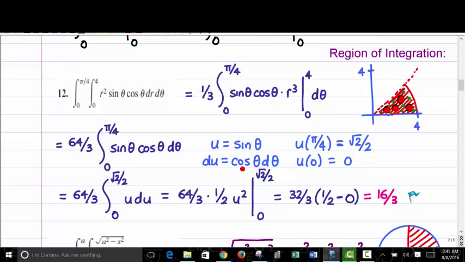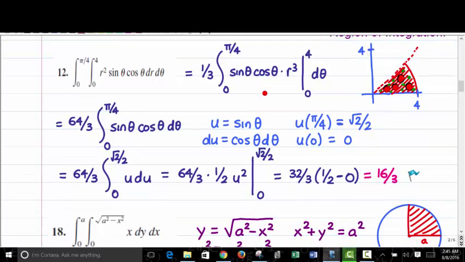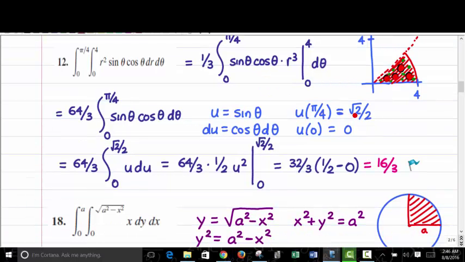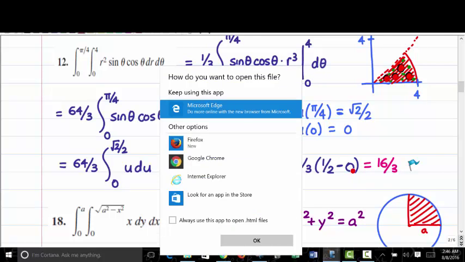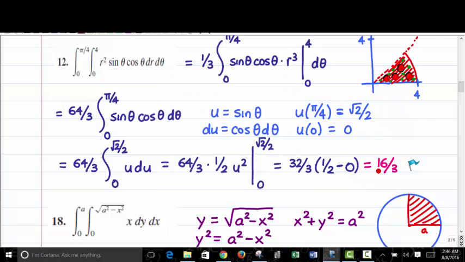So let u be sine of theta, then du is cosine, perfect fit then. No adjustments to bring outside the integral. I change the limits of integration: pi over 4 will make it square root of 2 over 2, and sine of 0 will be 0, so you have this. The antiderivative of u du is 1 half u squared. I put the square root of 2 over 2 in there, squared it, I get 1 half. 0 is 0. 32 thirds times 1 half gives me 16 over 3. So that would be the answer.